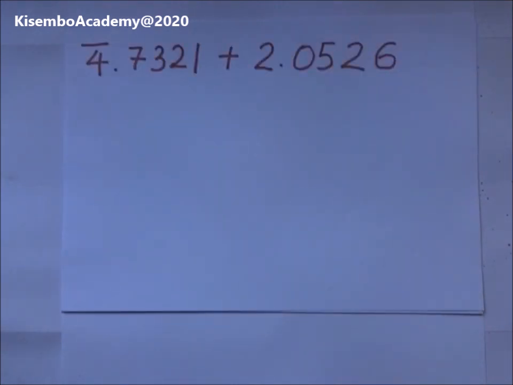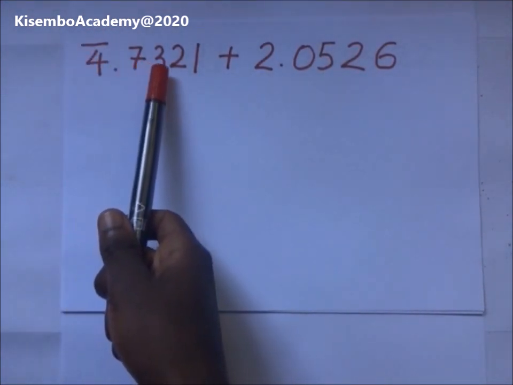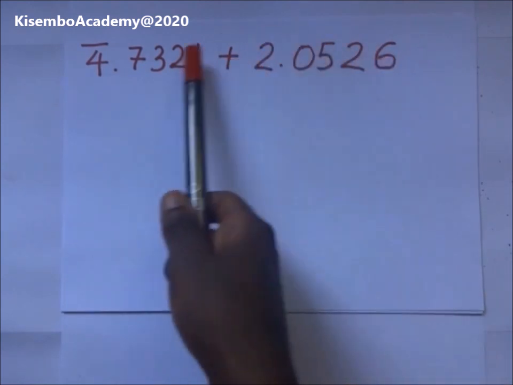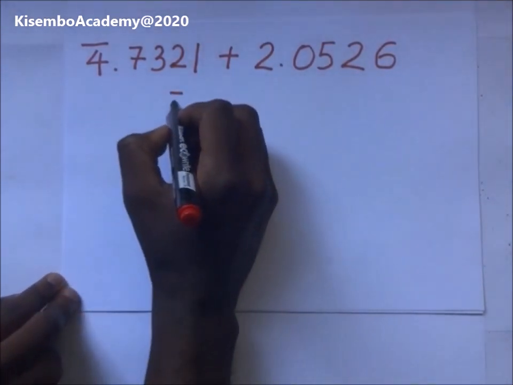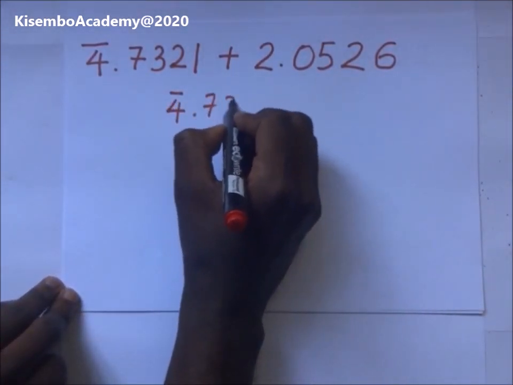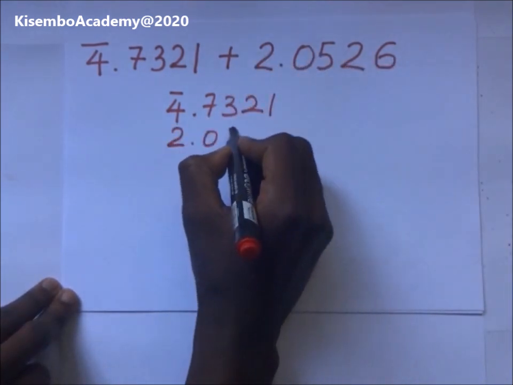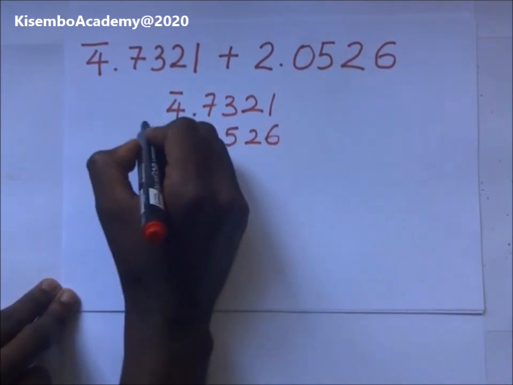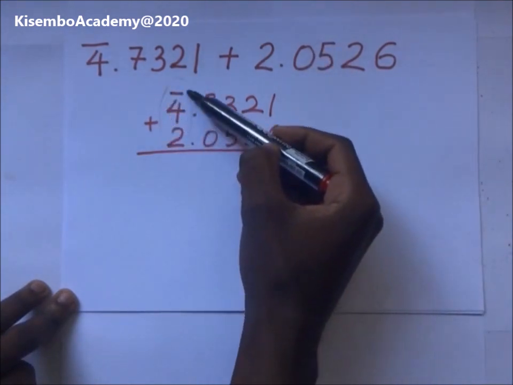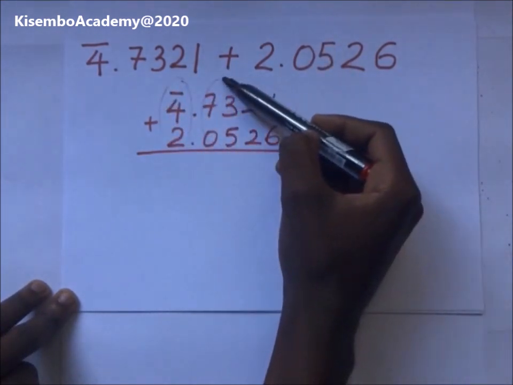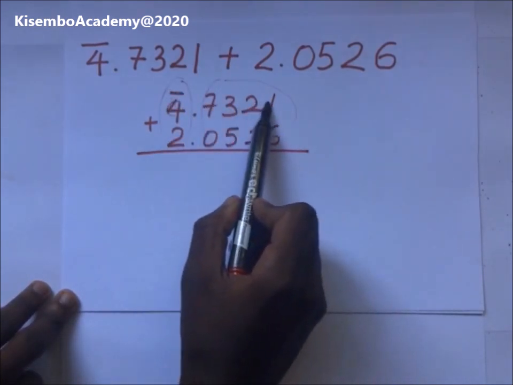Let's look at this example. This is a logarithm with a characteristic 4 bar 0.7321 and this, and we are being asked to add them. So how do we add these? It's simple. 0.7321, to add this, it becomes 2.0526. When you add those two, you're going to add the mantissa. This is separate from that. So this negative only affects this characteristic. It does not affect the rest of these. So these ones are not taken as negatives.